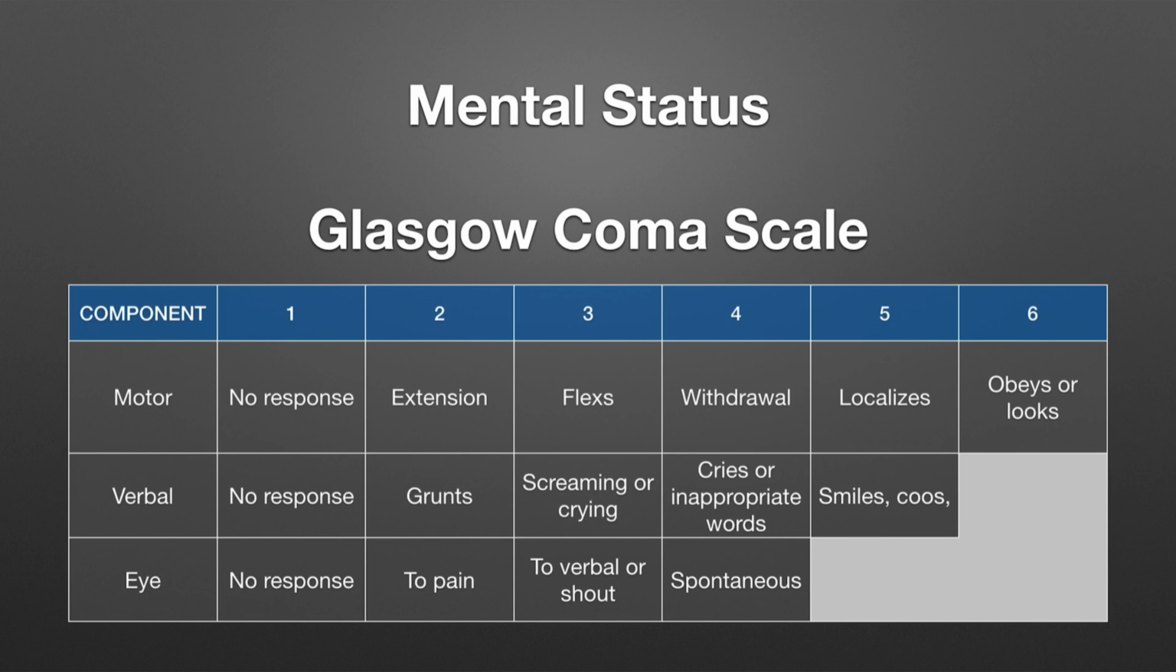Now, AVPU is about the same as normal. Are they alert, responding to verbal stimuli, painful stimuli, or unresponsive? And then we still try to get a Glasgow Coma Scale on our infants and children, although this can be a little more challenging. Adults, we're pretty comfortable with this. With kids, there's a couple of different versions of this, and you can look online or in your textbook to see variations on the same scale, but ideally we're going to get a motor, verbal, and eye response from our children.